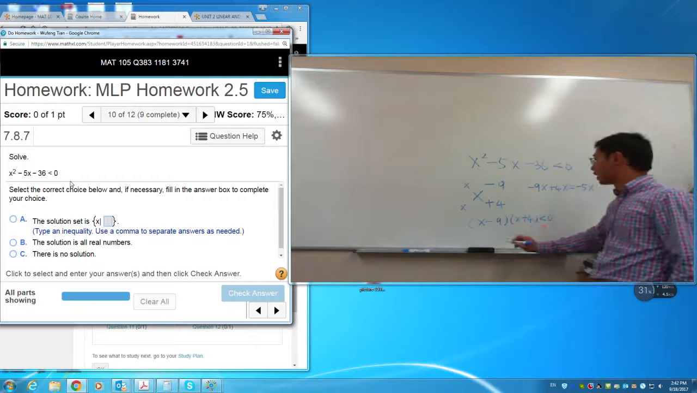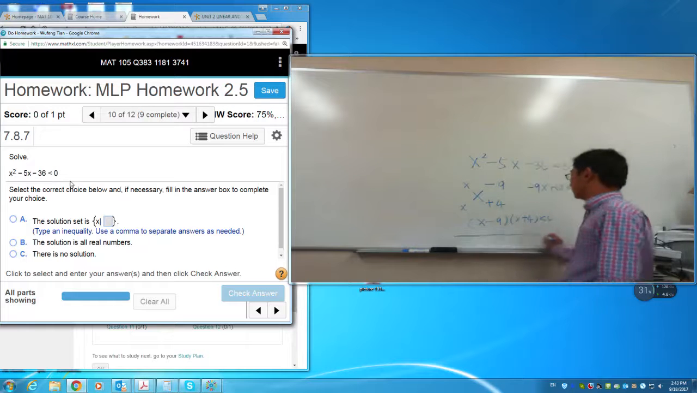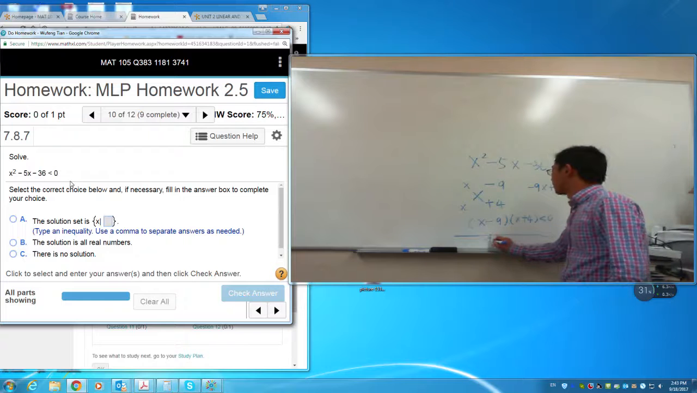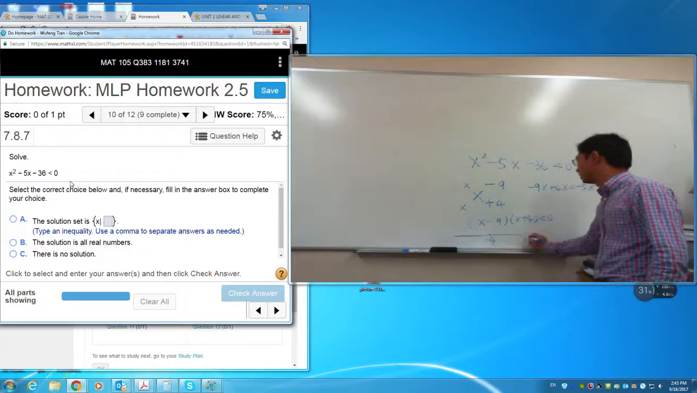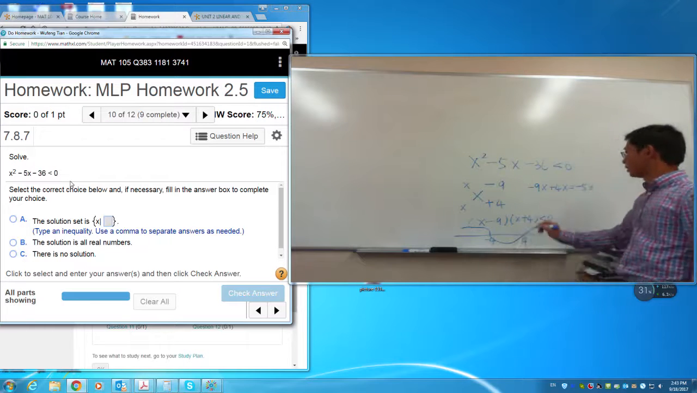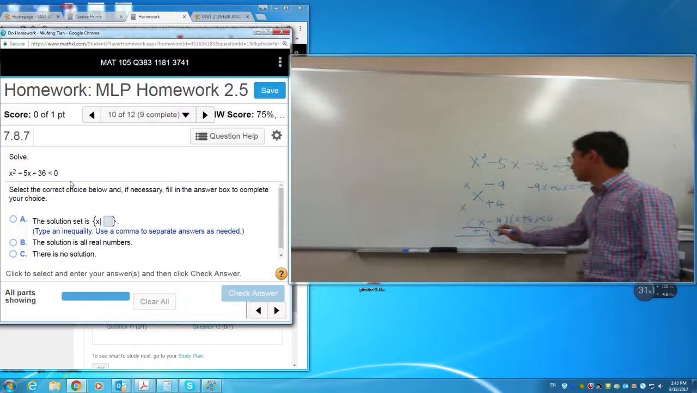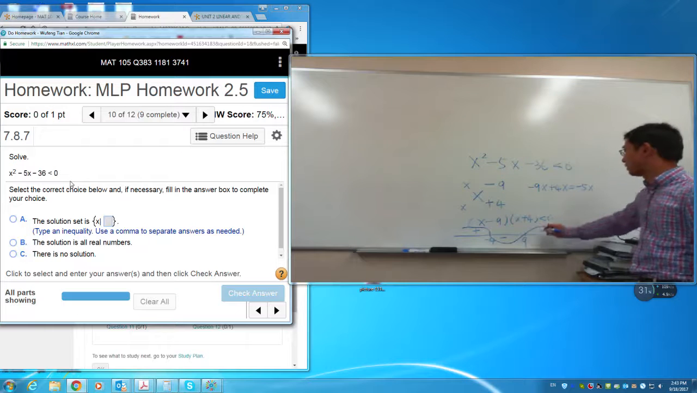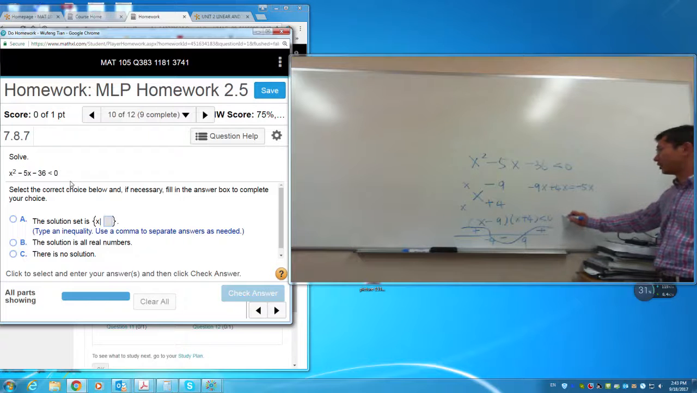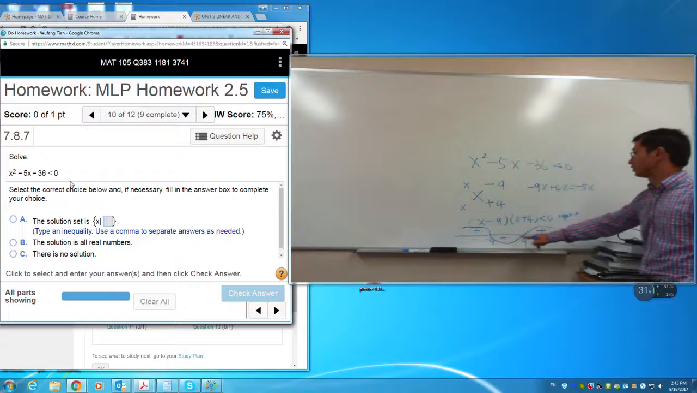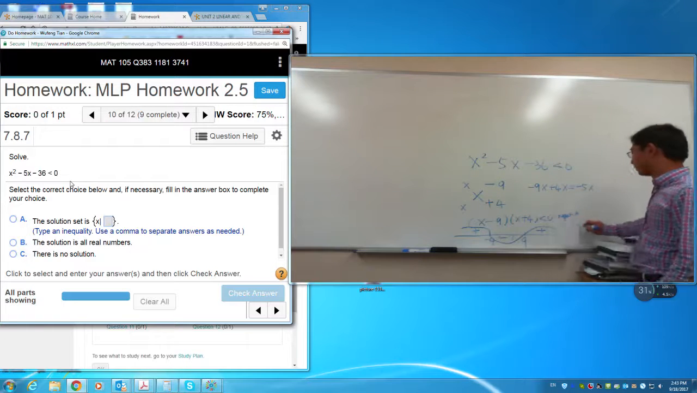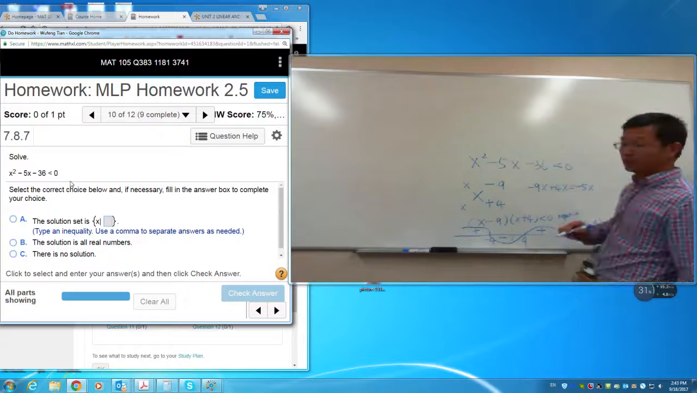Now, you draw a number line. Negative 4 makes this one 0, so it's negative 4 here. Positive 9 makes this one 0, it's positive 9. Now, draw a picture. Okay. Above the x-axis is positive, below the x-axis is negative, above the x-axis is positive. Now this is negative, less than 0. So I choose the negative part. This is the negative part. So my solution is going to be here. So the answer is negative 4 to 9. Okay.